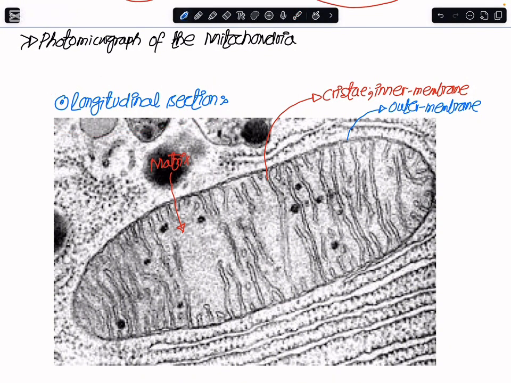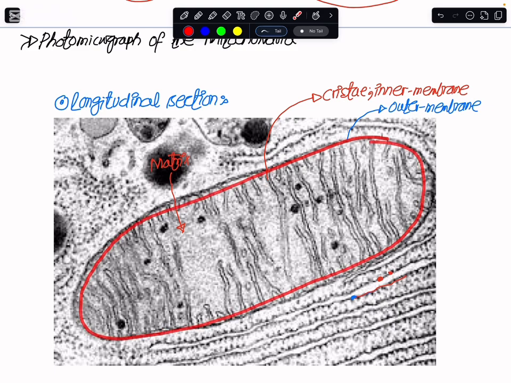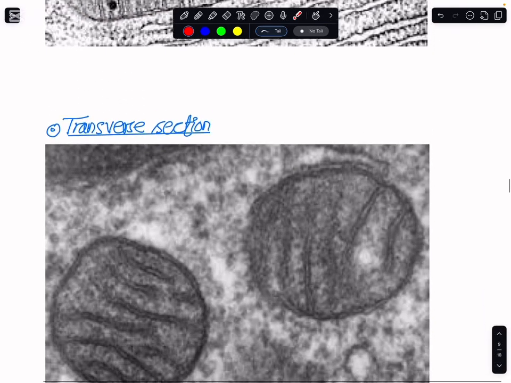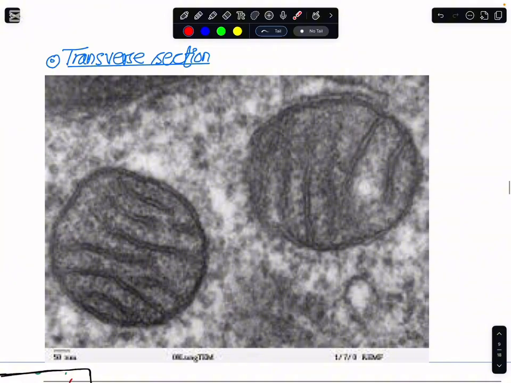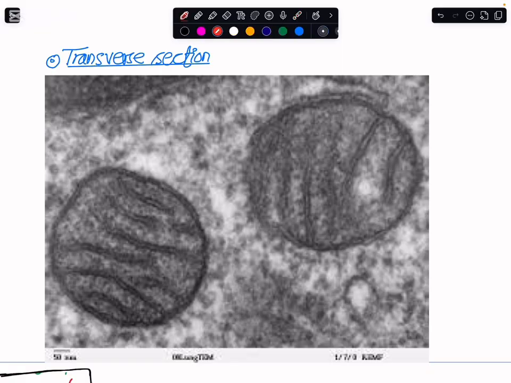Now, another structure that we see in the photomicrograph is the membrane of the rough endoplasmic reticulum, and on the membrane of the rough endoplasmic reticulum you see that we have these ribosomes. Okay, so this is the longitudinal section of the mitochondria. Now, if I were to show you the transverse section, again you see that these are the mitochondria. The mitochondria can appear in a spherical shape, or they could appear in an elongated shape. The thing would be how we prepare the slides.